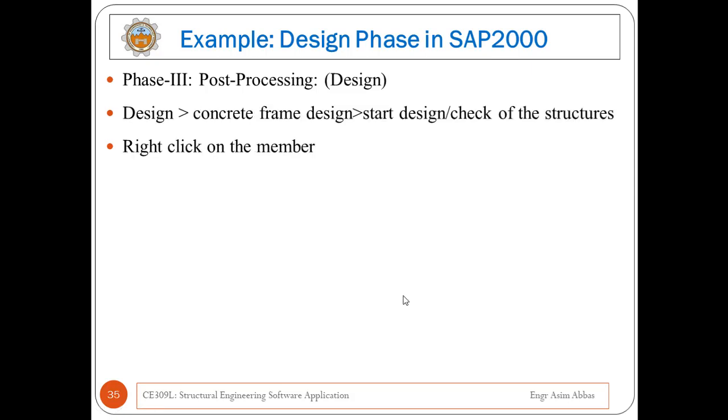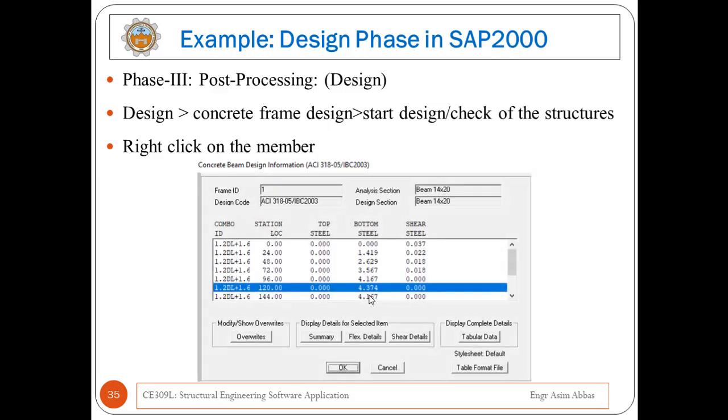You can also display the other results, like you just right click on the member, so this window will appear, where it will give you the combination for which you performed the design. Then it will give you the top and bottom steel reinforcement at different locations, right. Similarly, if you want to check the summary of the design, you just choose the summary.